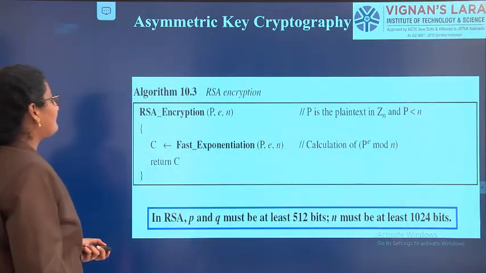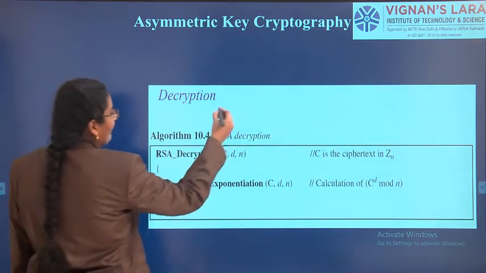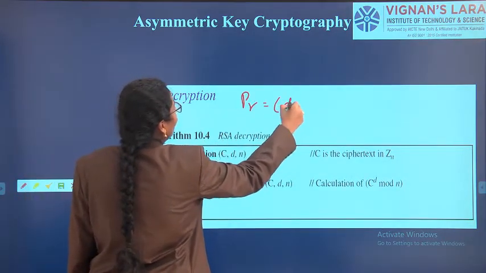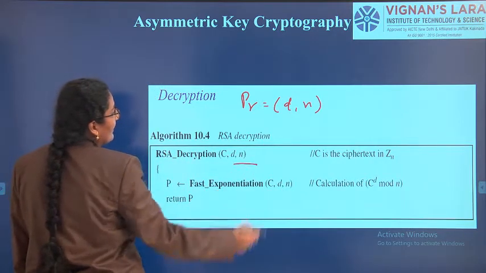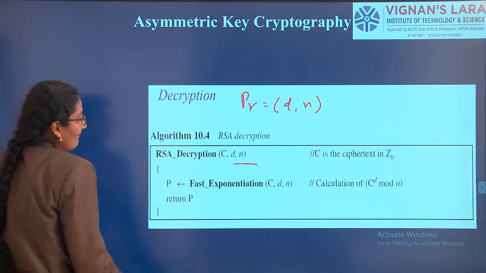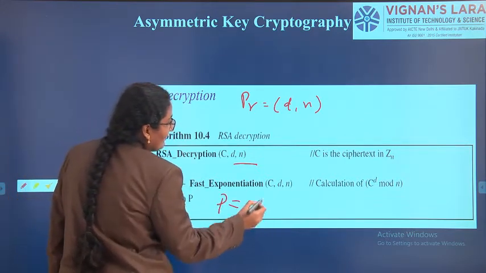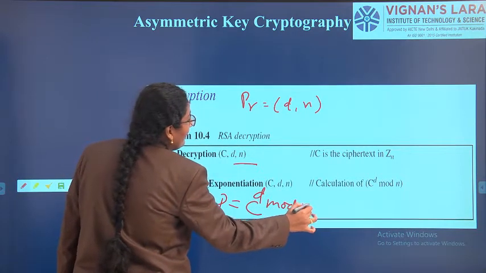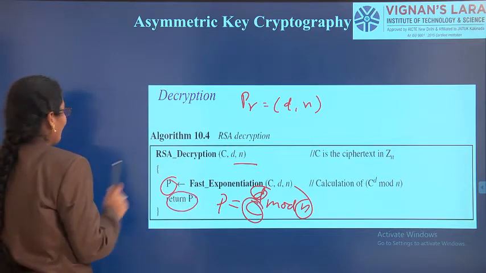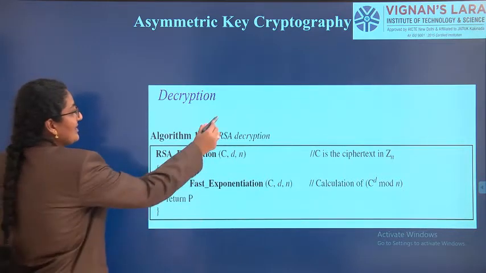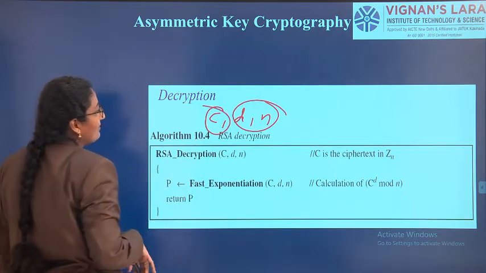So the next one is decryption. For decryption, what do we need? We need the private key. What is the private key? D comma N. Decryption means you are getting the plain text from the ciphertext. So to get the plain text, you need ciphertext power D mod N, where you know all the values of N, D and C. Then you should return the P value. Here the parameters are C, D, N, where D and N are the private key and C is the ciphertext.